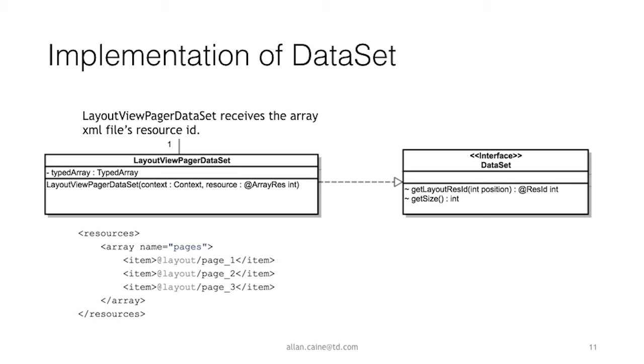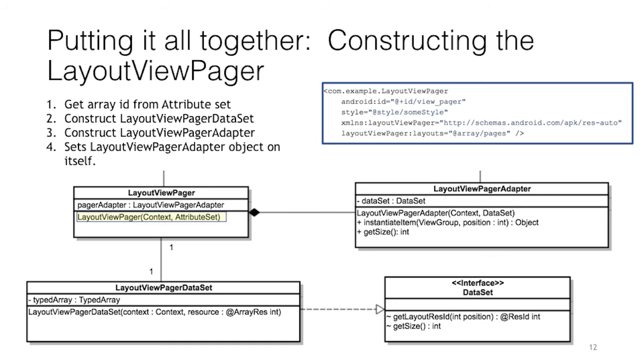So the question then becomes, how does the integer, that is the resource ID, the array resource, get passed into it? And that's where we put everything together. What we have to remember is that if we go back to what we said earlier, we're going to be asking the developer to write the LayoutViewPager in this way. And we're going to ask them to indicate where it can find the array of pages that should be displayed in the ViewPager.